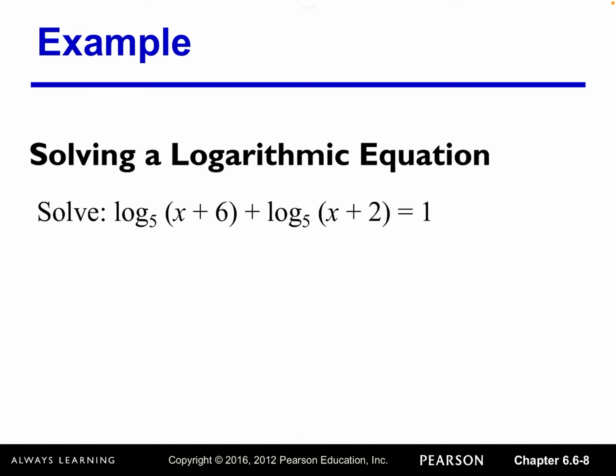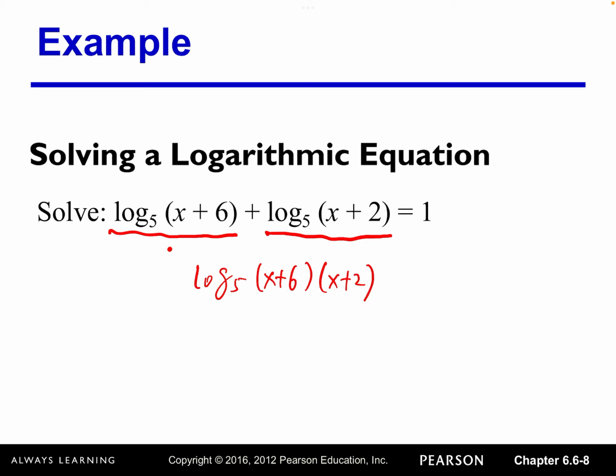All right, and then let's try another one. The left-hand side of the equation is two logs with the same base 5, right? The right-hand side is a constant. So adding the two logs, we can combine these two into a single log. The sum of two logs is actually the log of the product. So log base 5 of x plus 6 times x plus 2. That's equivalent to breaking it into two logs and adding them together.